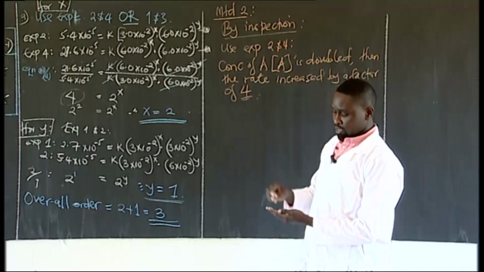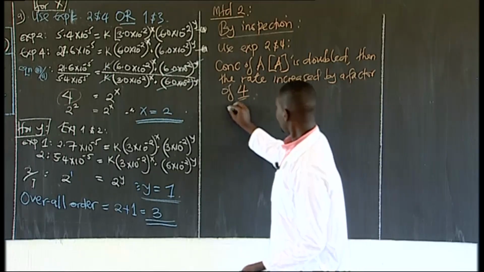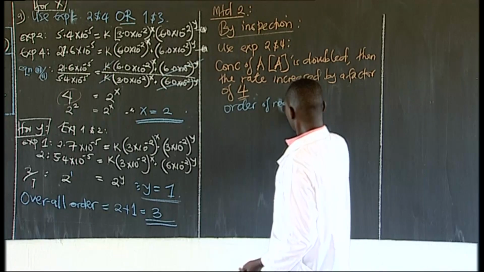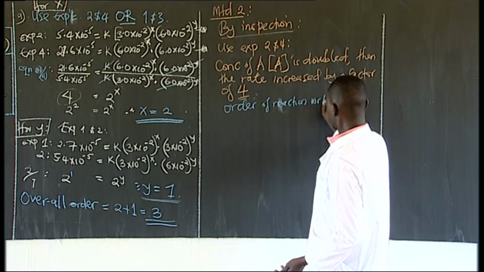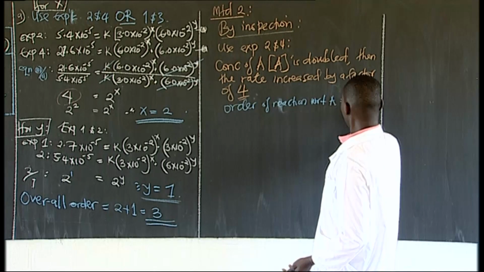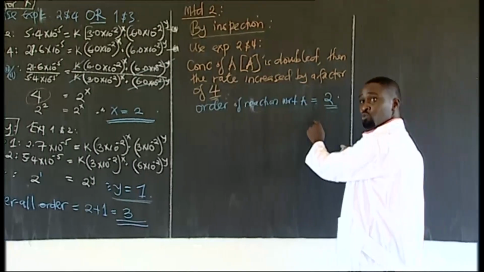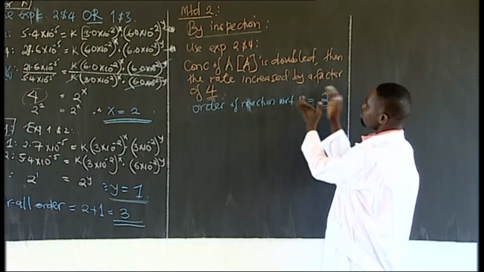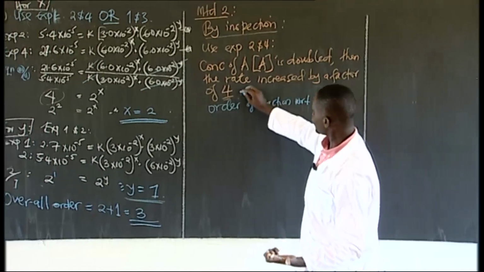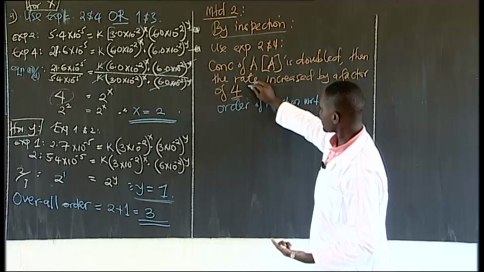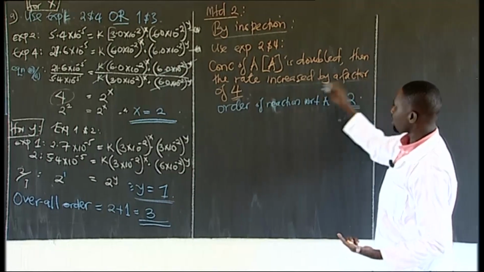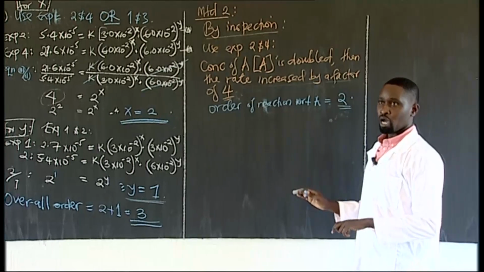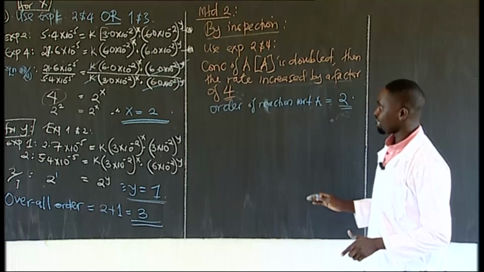So since it increased by a factor of 4, what does that imply? The order of reaction with respect to A will be 2. Remember what we started on with? This is by inspection. So the crucial part is stating the rate increased by this factor. If you don't state it, then your inspection approach will not be applying.